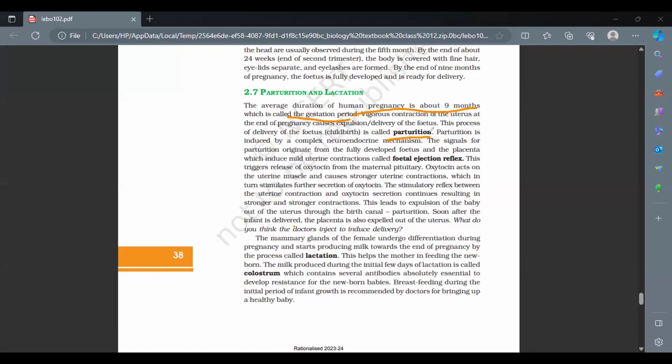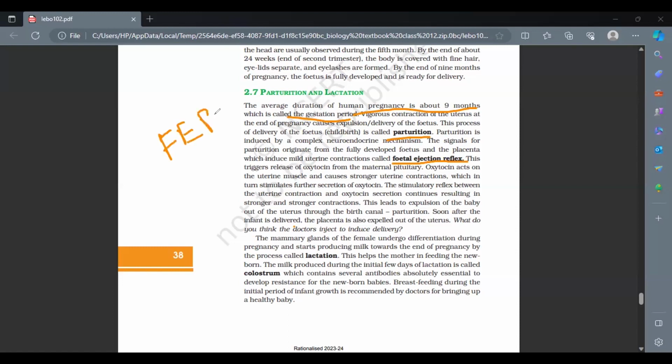Now, again, there are certain very interesting facts here. The parturition process starts from the fetus end. It doesn't start from the mother's end. When a fetus is fully grown, fully developed, and ready to come outside the mother's body, it sends signals to the mother's blood and to the placenta. When it sends these signals, certain mild uterine contractions happen, which are the result of the fetal ejection reflex, known as FER. Very important.